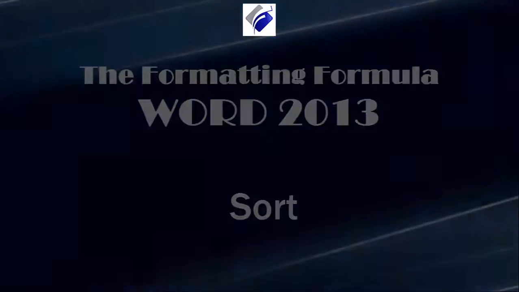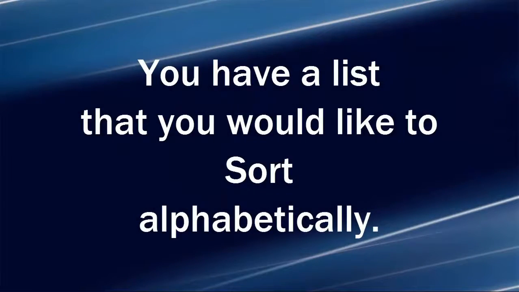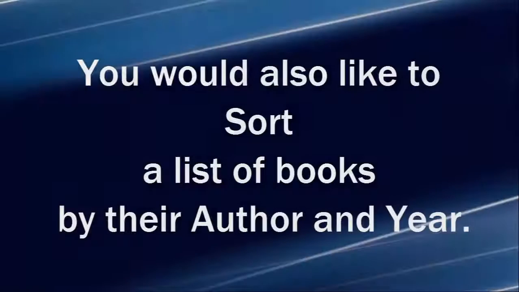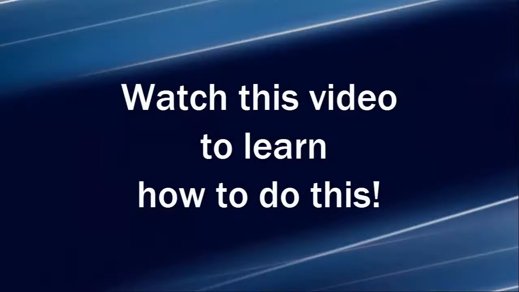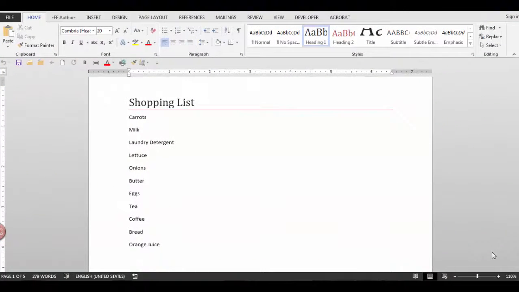Here's the scenario. You have a list that you would like to sort alphabetically. You would also like to sort a list of books by their author and year. Watch this video to learn how to do this. Let's start with a shopping list that you would like to sort alphabetically.